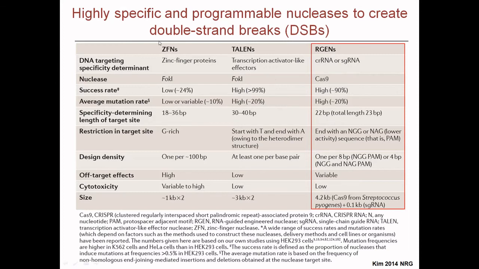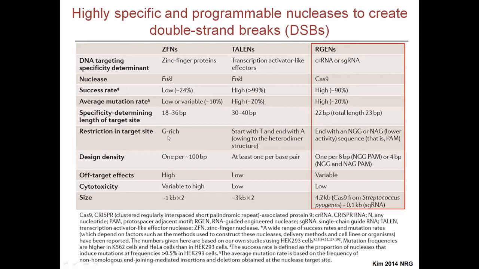The success rate is low because it is the first gene editing tool discussed, but it is almost similar in case of the TALEN and the CRISPR. The average mutation rate is less in case of the zinc finger, but it is almost similar in case of the TALEN and the CRISPR. For the specificity determining target length, here it is the zinc finger, here it is the transcription activator like effectors, and here it is the sgRNA. This is 18 to 36 bases. This is long, 30 to 40. In case of the CRISPR, it is 18 to 22 nucleotides.